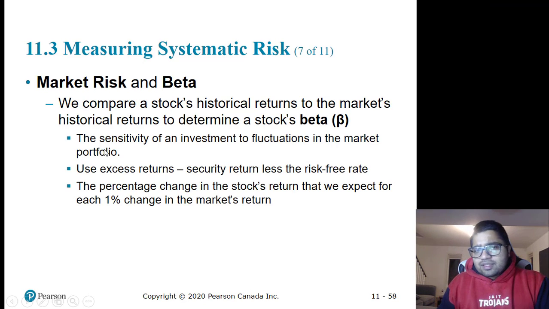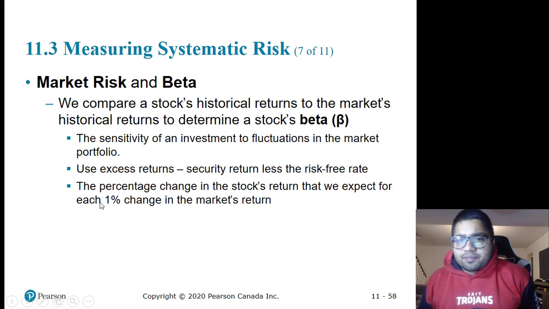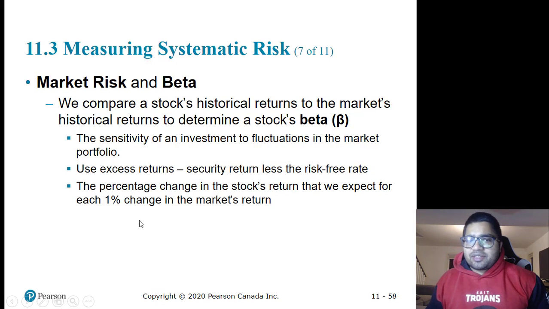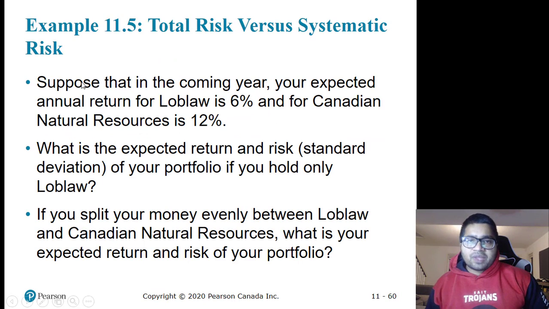So the sensitivity of an investment to fluctuations in the market portfolio is given by the stock's beta. Use excess return, security less risk-free rate, percentage change in stock returns that we expect for each 1% return. So beta of the overall market is 1. The difference in beta by industries are related to the sensitivity of each industry's profit to the general health of the economy.